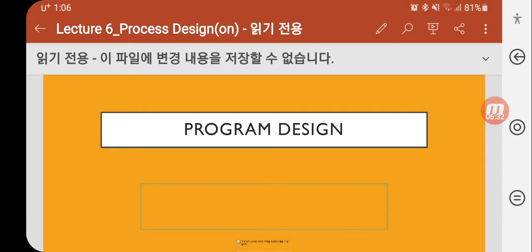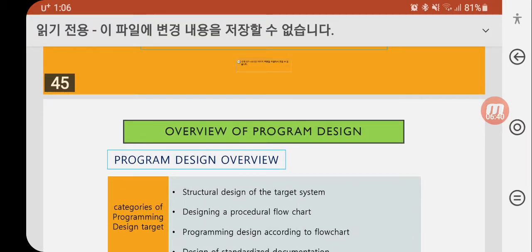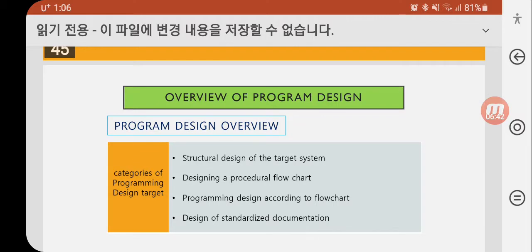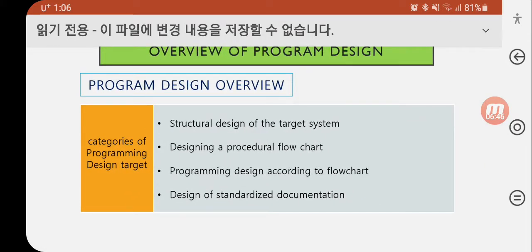Next slide is about program design. Programming purpose. The purpose is to perform tasks quickly and accurately by processing and design without difficulty in performing tasks, such as system analysts, programmers, and operators.